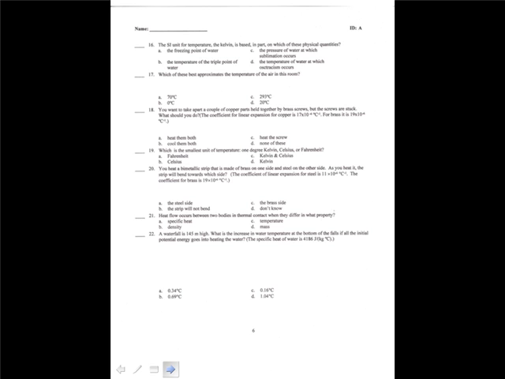The SI unit for temperature, the Kelvin, is based on what part of these, on which of these physical quantities? Okay, well, it's not the freezing point of water.